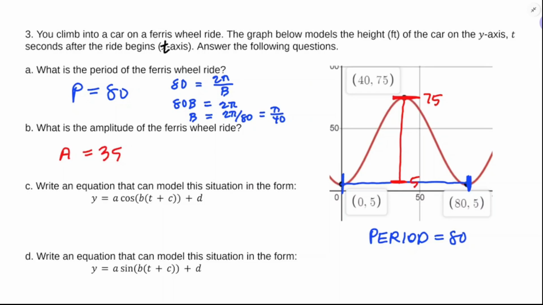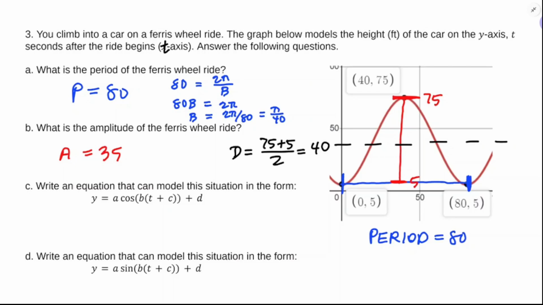But because I need that midline eventually, I should probably just go in and find it right now. The height of the midline will be the average, so 75 plus 5 divided by 2 is going to equal 40. And that looks believable based on the graph and where I drew the midline. So these numbers, 80, 35, and 40, are going to be set on both of these models. What's going to change is the phase shift, that C value. So I've got A equaling 35, B equaling pi over 40, and this 40 here represents D.